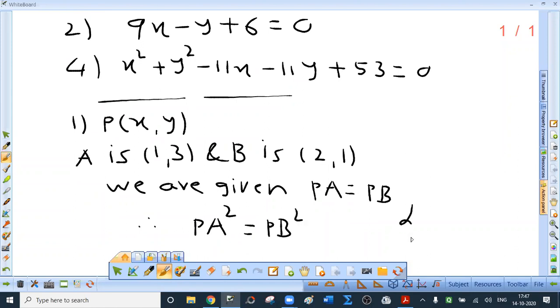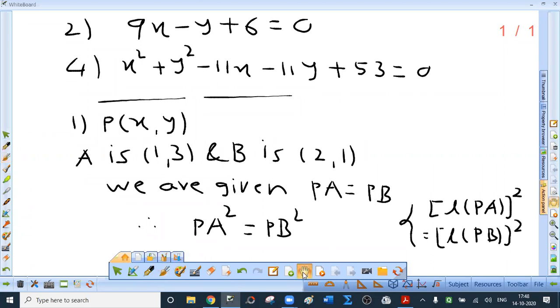I still remember when I was in 11th standard, 1986, our teachers used to tell us that you are not supposed to write PA square. You are supposed to write in bracket length PA, bracket complete square, because you square the length. PA square is actually not correct, but nowadays they allow it, instead of writing square of length PA, we just say PA square. By that we mean square of the length of segment PA.